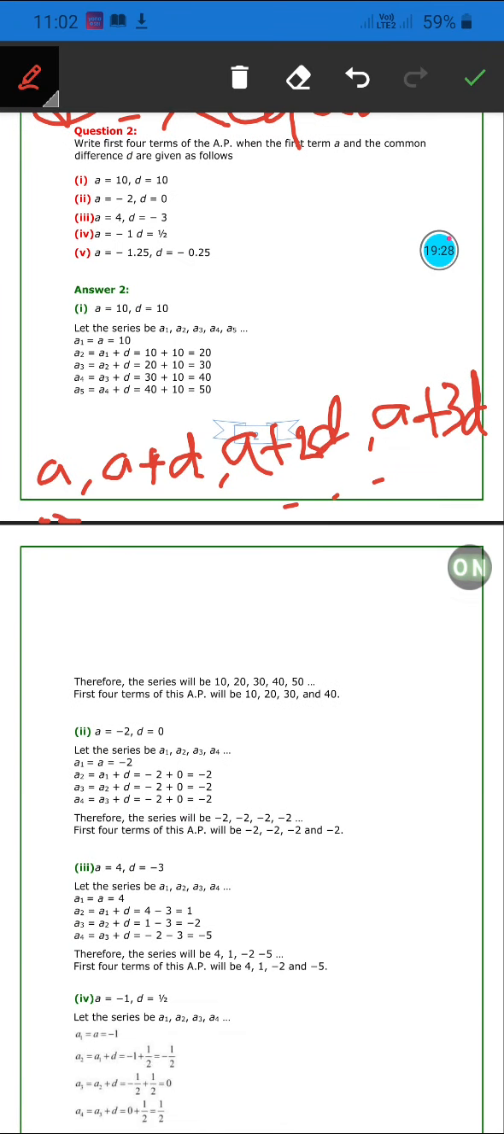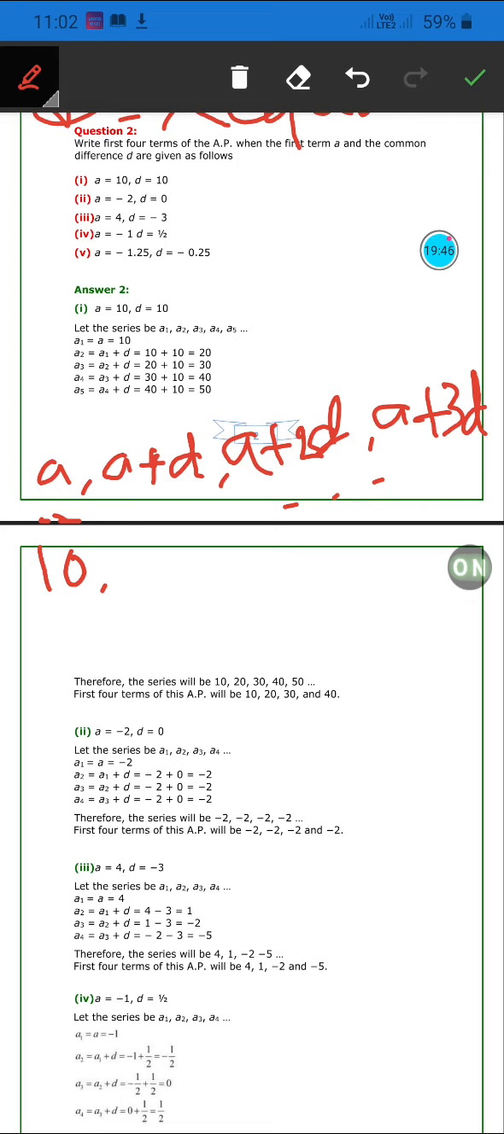Sorry, a equal to 10. Put here. What is that? A, a plus d, a plus 2d, a plus 3d. It is a general form. I already told you, the general form of an AP. The general form of an arithmetic progression is a, a plus d, a plus 2d, a plus 3d and so on. Okay, so put the value.